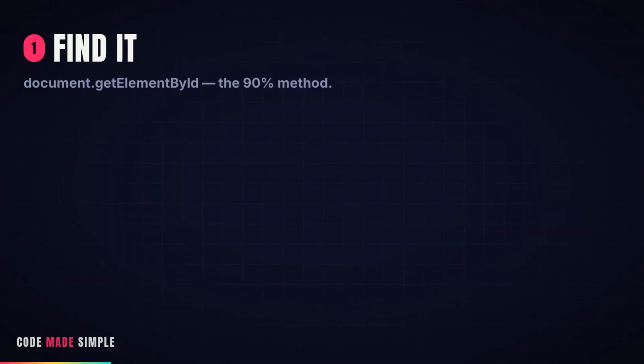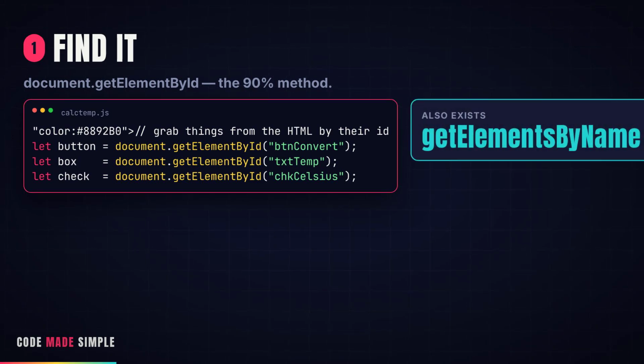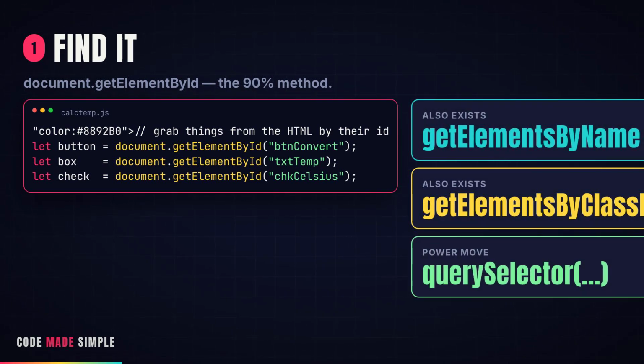First piece. How does JavaScript find your text box? By its ID. document.getElementById, and you pass the ID you set in the HTML. That's it. There are other ways: getElementsByName, getElementsByClassName, querySelector, but 90% of the time you just need getElementById.